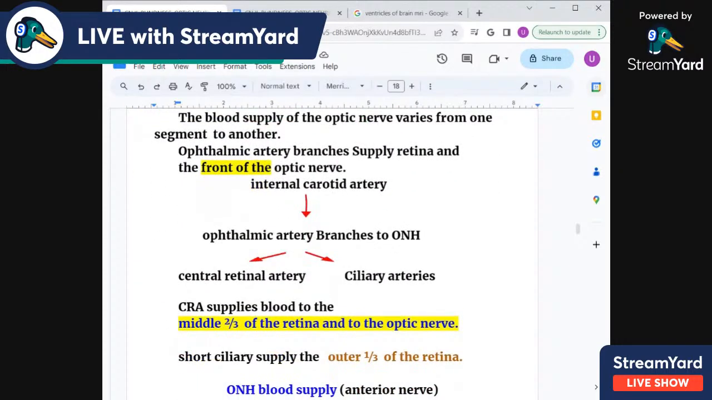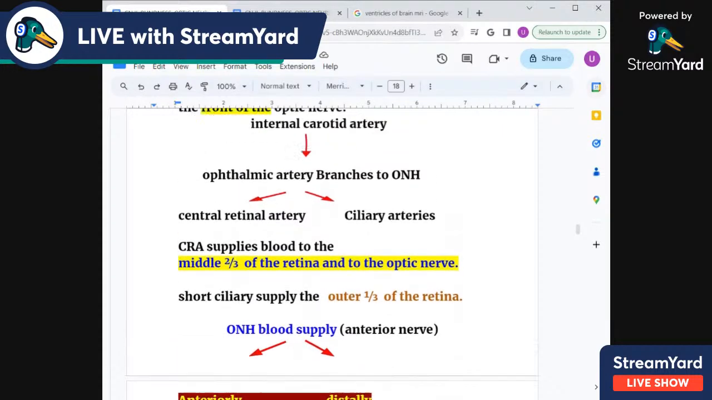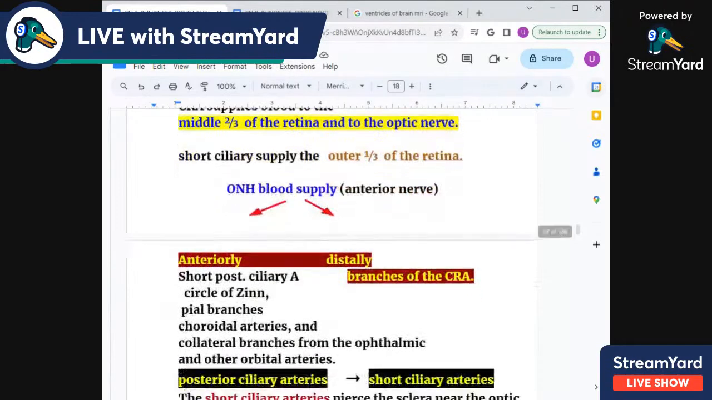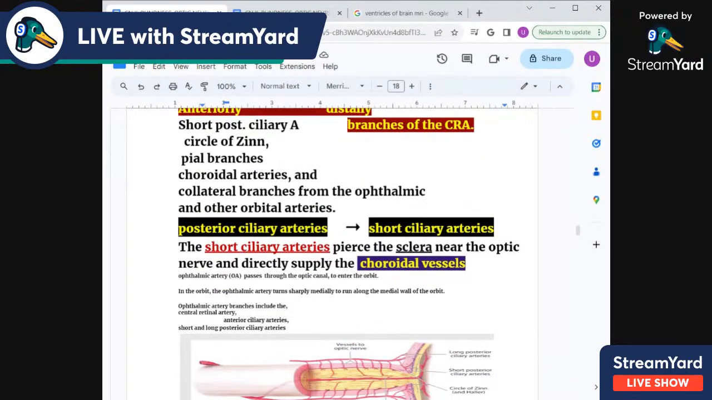So let's see. Internal carotid, ophthalmic arising from the internal carotid, and then it divides into two, central retinal artery and the ciliary arteries. And then the optic nerve head blood supply is anteriorly by the short posterior ciliary artery, circle of Zinn-Haller, pial, choroidal, and collateral branches of ophthalmic and others. And distal part of the optic nerve head is supplied by the branches of the central retinal artery.